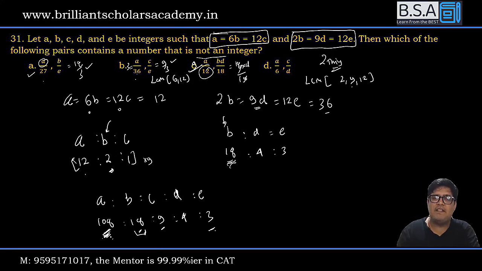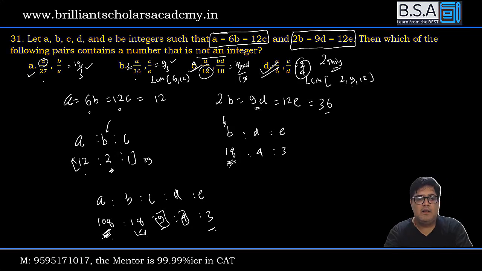Is this a multiple of 6? Yes, it is. 18 times C upon D. C is 9 and D is 4. Is C upon D an integer? It is not. So that is your answer. Among options A, B, C and D, option D does not contain an integer value. That is the answer. Confirm this is done.